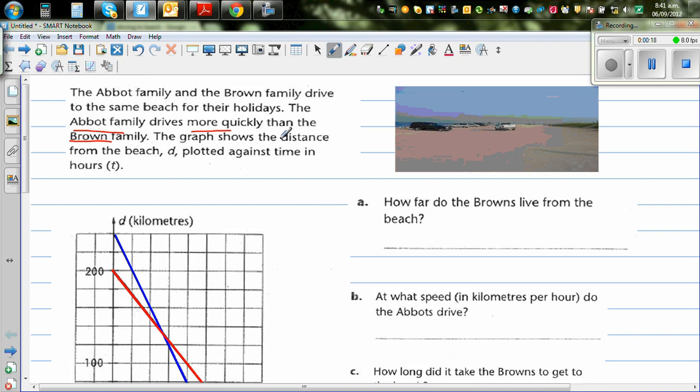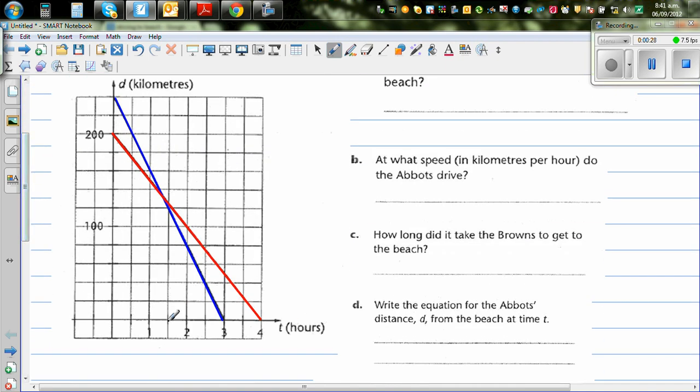The graph shows the distance from the beach, D, plotted against the time in hours, t. So this is the graph we are talking about. This is your x-axis, which is time in hours, and this is your y-axis, which is distance in kilometers. So let's read the graph.